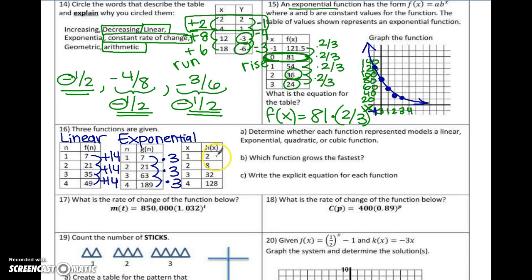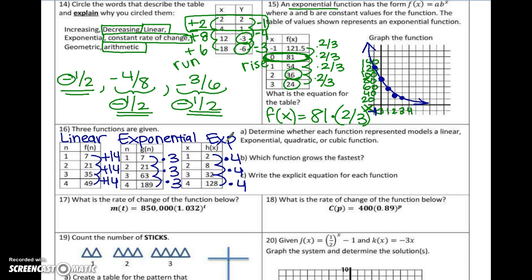And the last one, 2 to 8, I could add 6. If I add 6 again, I would get 14. So adding is not working out. If I do 2 times 4 to get 8, 8 times 4 is 32, and 32 times 4 is 128. So this is multiplying by 4 every time. And so that is exponential also.